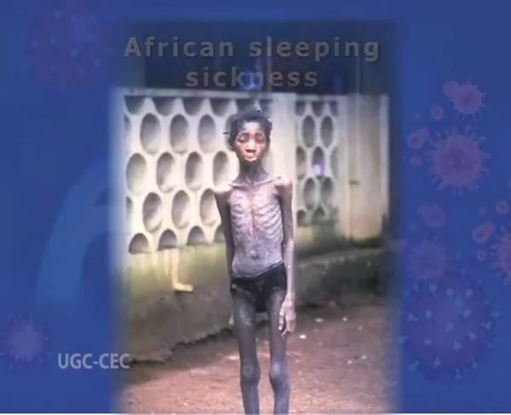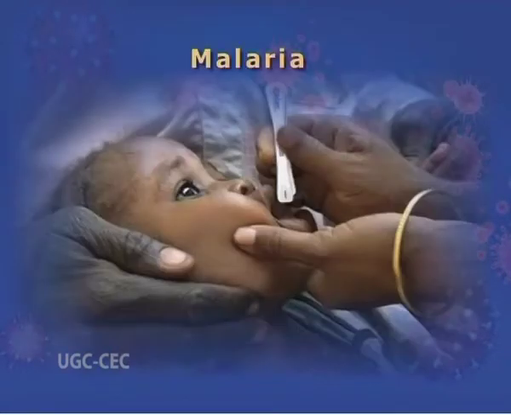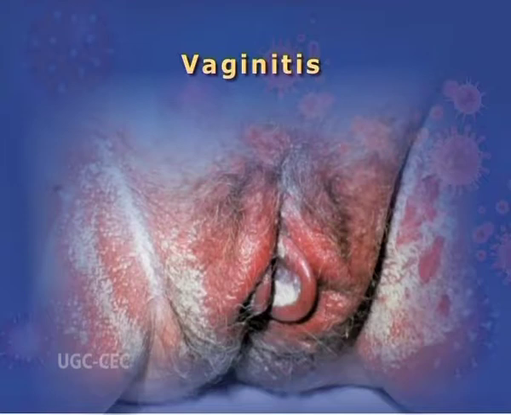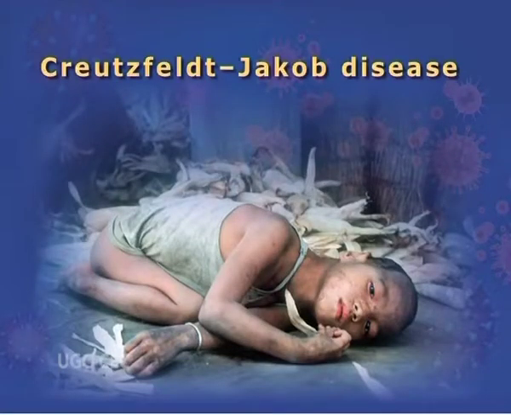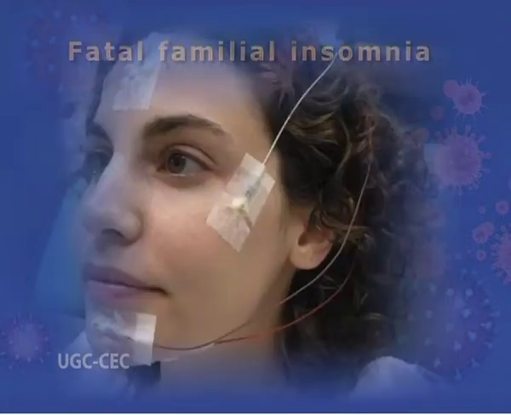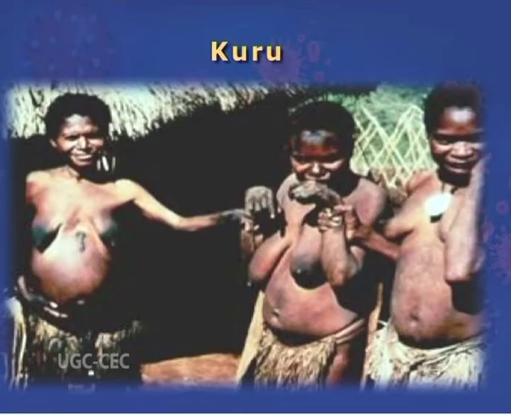Protozoans cause giardiasis, African sleeping sickness, malaria, leishmaniasis and vaginitis. In humans, prions cause Creutzfeldt-Jakob disease, Gerstmann-Straussler-Scheinker syndrome, fatal familial insomnia and Kuru. All of these diseases are fatal and may cause death to humans unless there is due care, effective medication and proper treatment at primary stages.